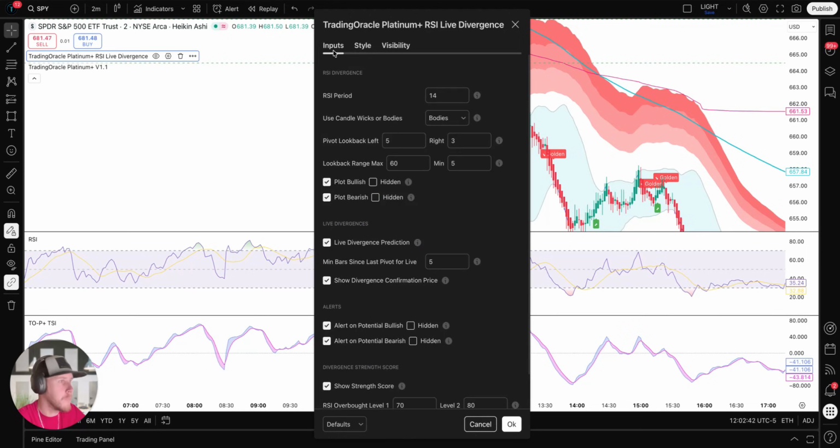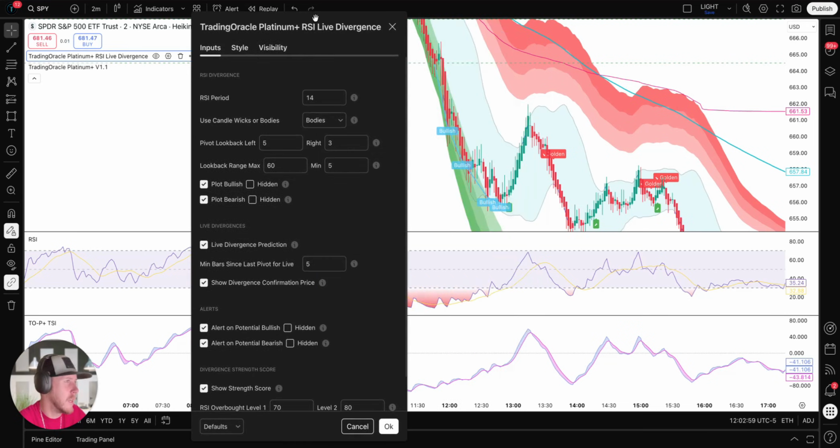So this is going to be your settings right when you go into it. And the RSI period is 14. I always keep it at 14. And I always do candle bodies. You can do candle wicks if you like. It's not really going to change a whole lot, I wouldn't think.